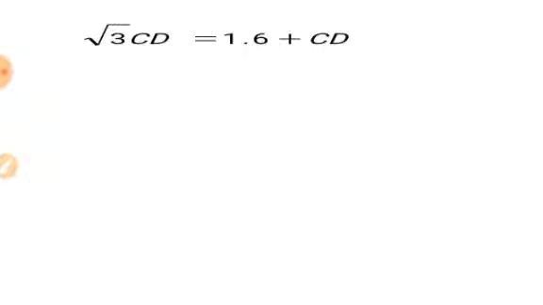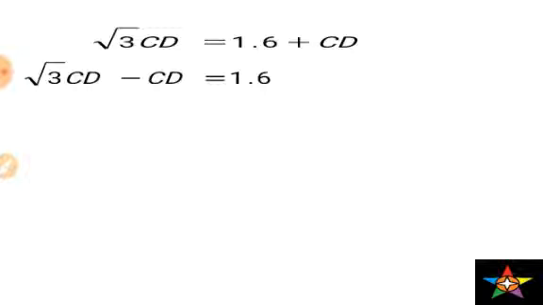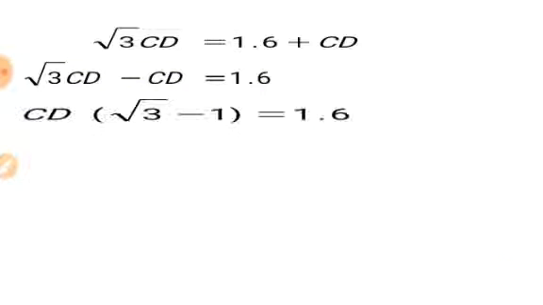Now we go to the next page. Now send this CD to the left side. Our equation becomes like this. On the left hand side we can take CD common, and within the bracket we can write root 3 minus 1 is equal to 1.6. Now send this value root 3 minus 1 to the right side in the denominator. Our equation becomes: CD is equal to 1.6 divided by root 3 minus 1.